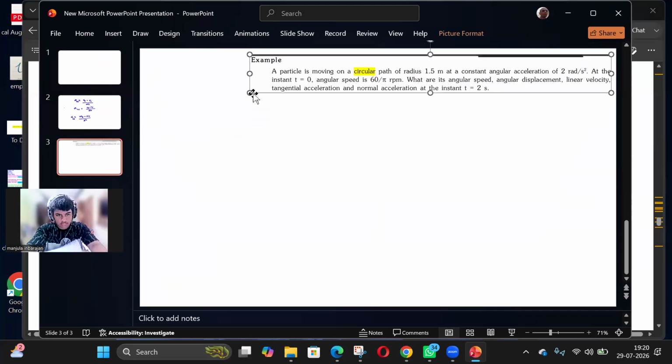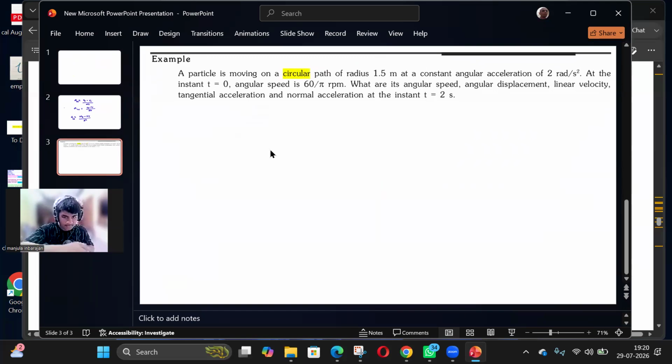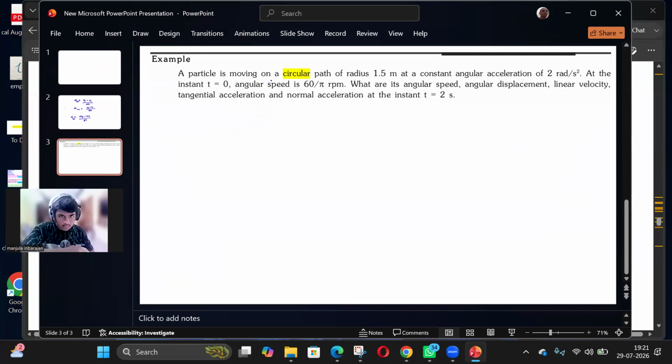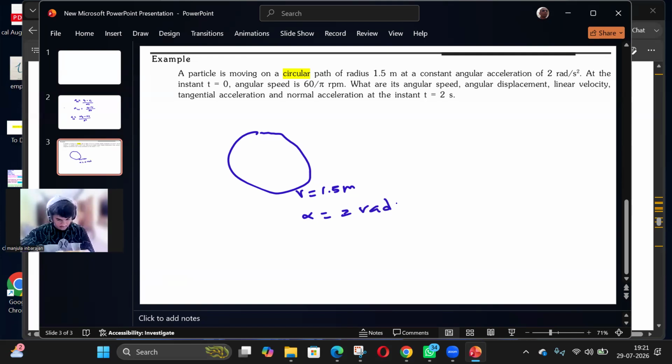Try this question: circular bar, radius 1.5 meter, constant angular acceleration. Straightforward question. What is the answer? What is omega 2?